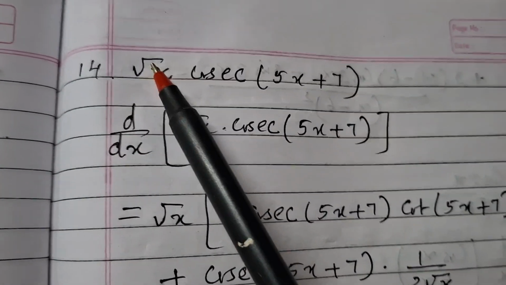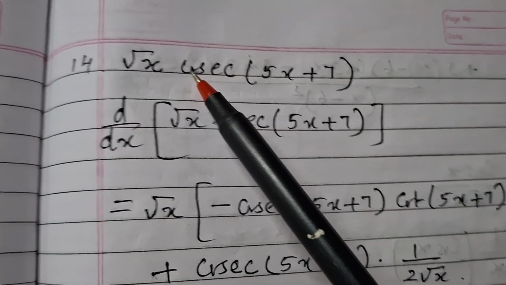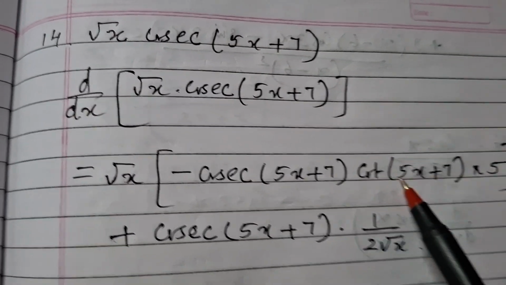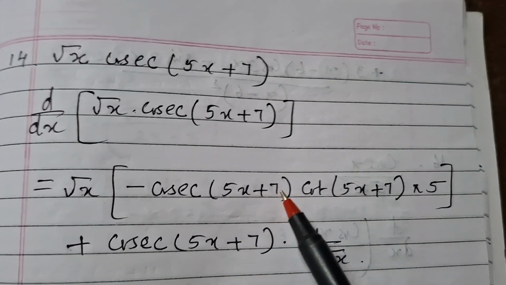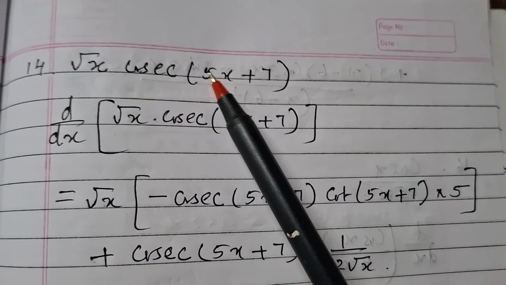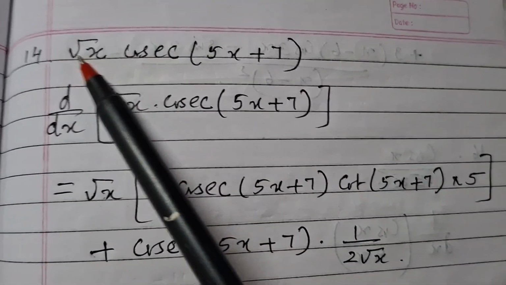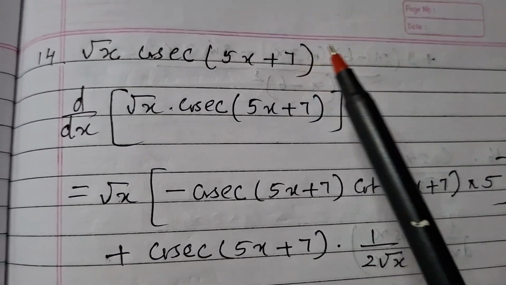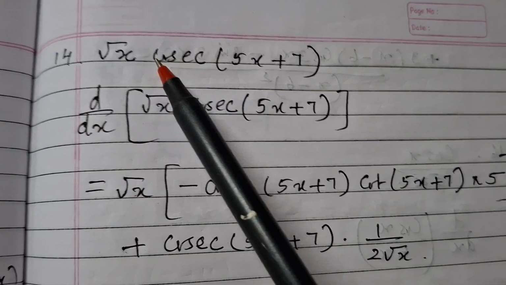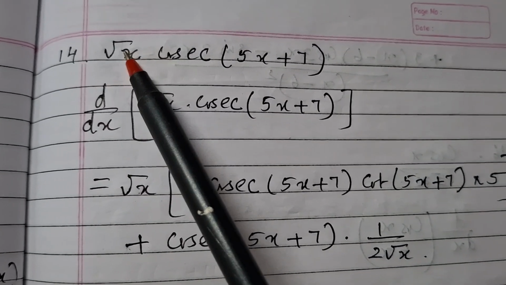So what we discussed: first function into derivative of the second. Derivative of the second means we have to find the derivative of cosec 5x plus 7. Cosec x derivative is what? Minus cosec x cot x. So minus cosec 5x plus 7 into cot 5x plus 7, and this inner function also we have to differentiate, so it is 5. So first function into derivative of the second, plus second function into derivative of the first. The second function is cosec 5x plus 7.